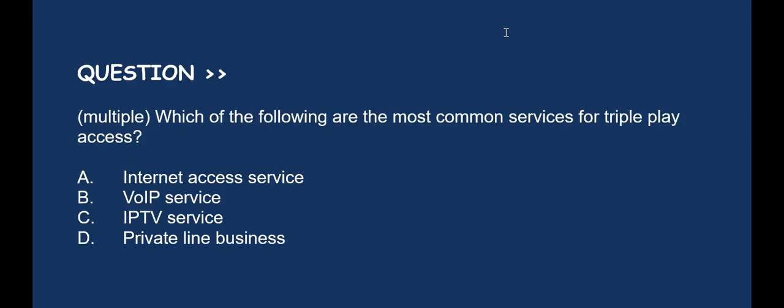Next one, which of the following are the most common services for triple play access? Option A, internet access service. Option B, VoIP service. Option C, IPTV service. Option D, private line business. Correct answers are option A, B and C.